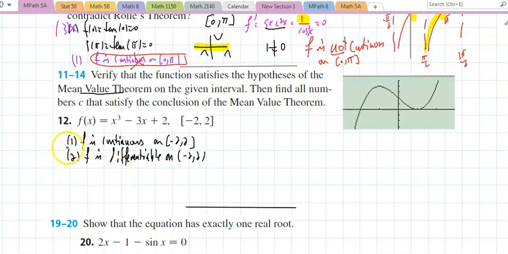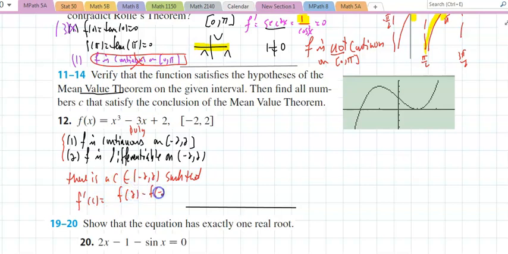Automatically, once you satisfy those two, and you could just say polynomial if you wish, that's not a problem, the conclusion is that there is a c in the open interval between negative 2 and 2 such that the derivative of c equals f of b minus f of a over b minus a. And that's pretty much it. It's saying the slope of the secant must equal the slope of the tangent.